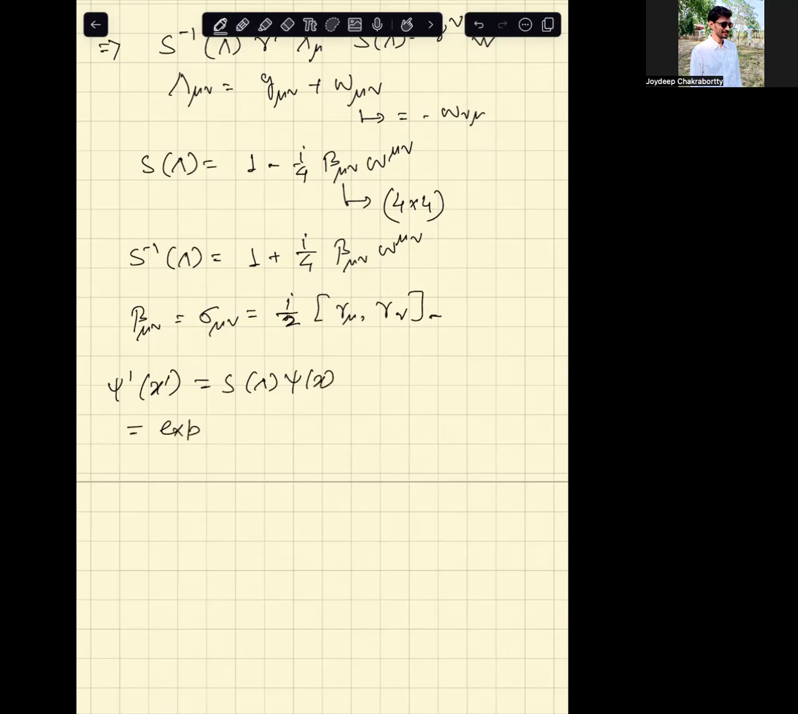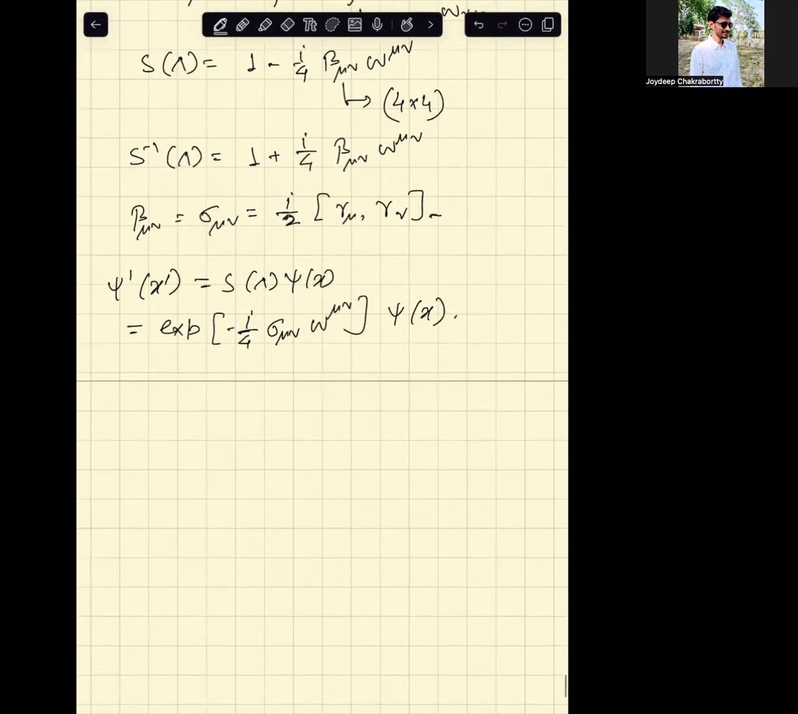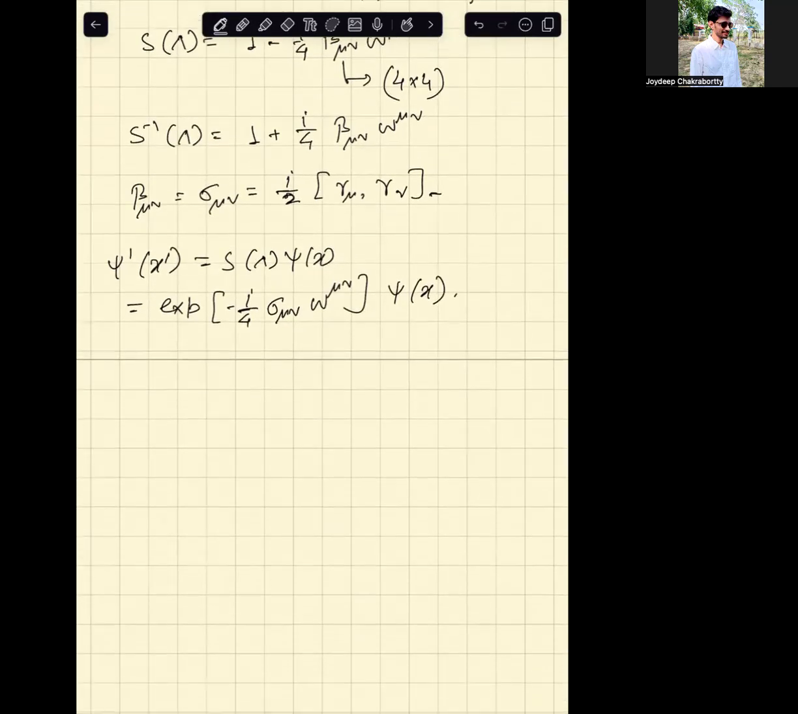This is the exponential. Since we know the infinitesimal transformation, I can always exponentiate. So this I can write down as the exponential of omega mu nu beta mu nu acting on psi of x. This is how you basically transform the states.